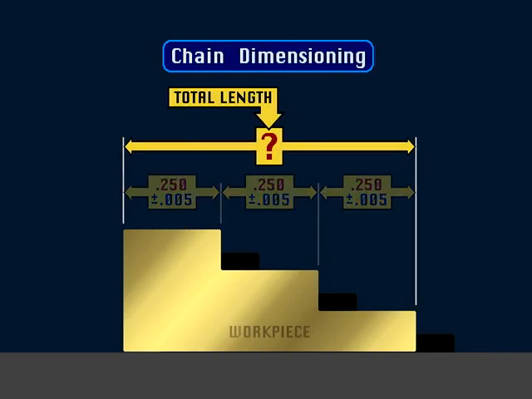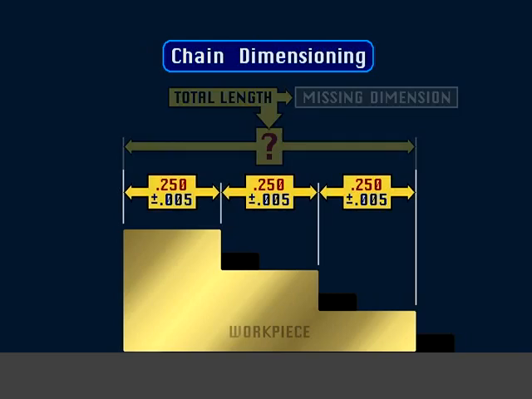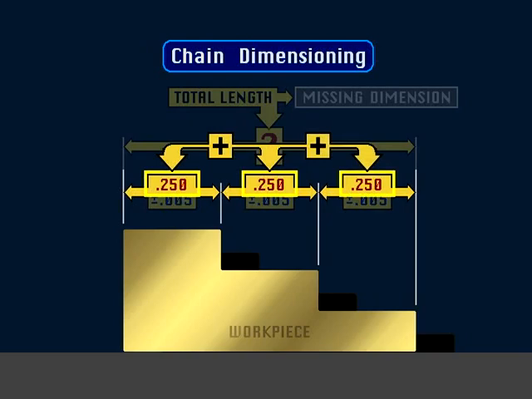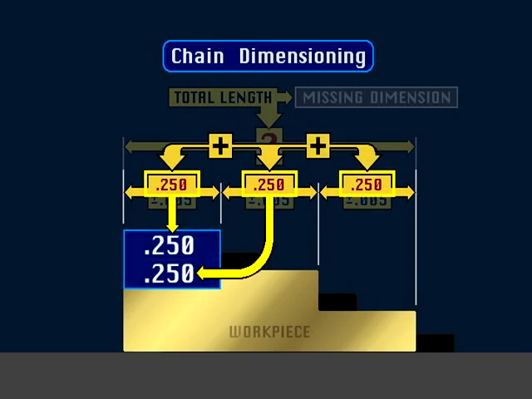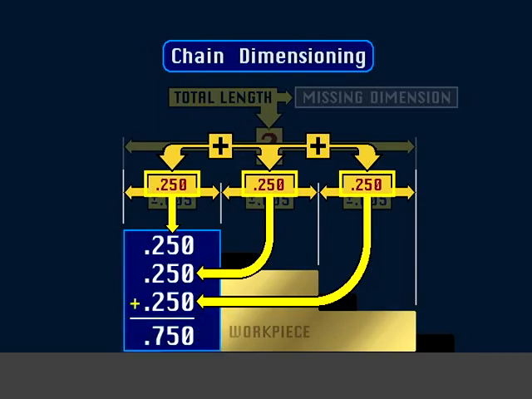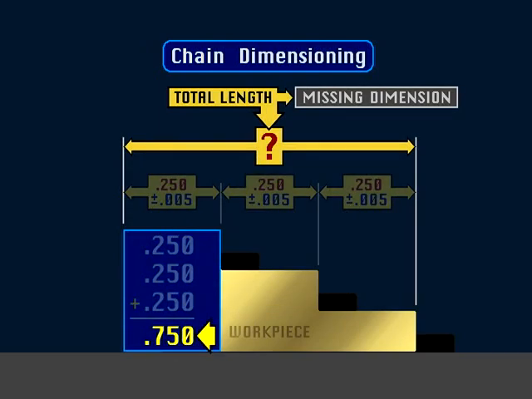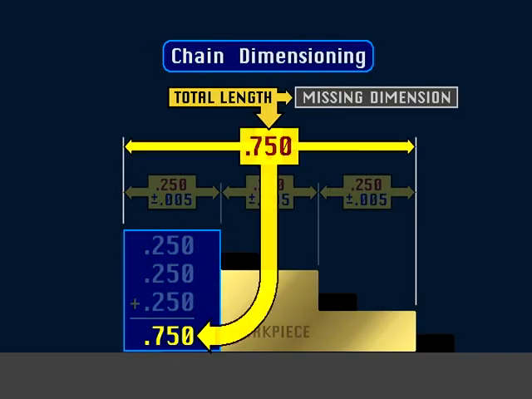Also notice that the total length of the workpiece is not noted on the print. This is called a missing dimension and must be calculated using math. To find the total length, the nominal dimensions of all the features that make up the total length must be added together. Write down the nominal values of each feature and add them together. You can see that the nominal length of the workpiece is 750 thousandths.